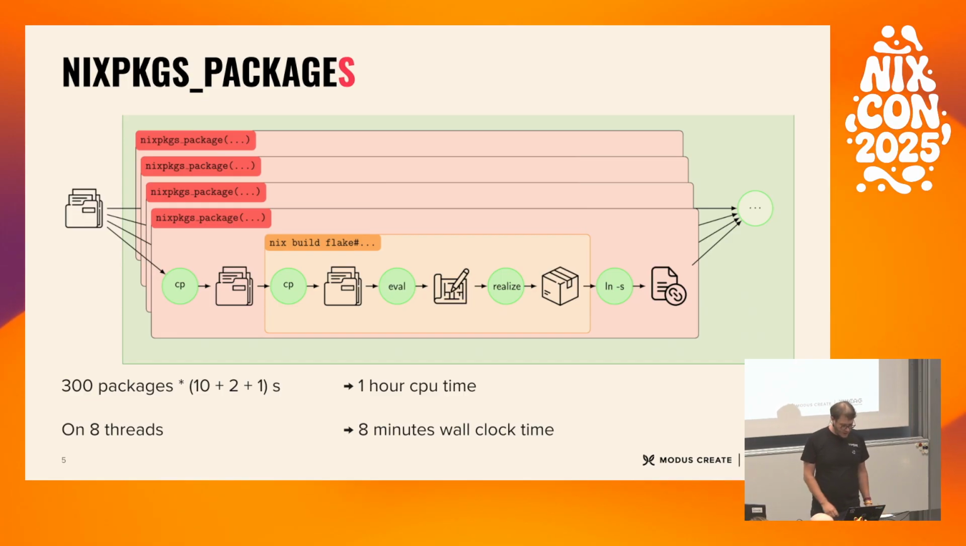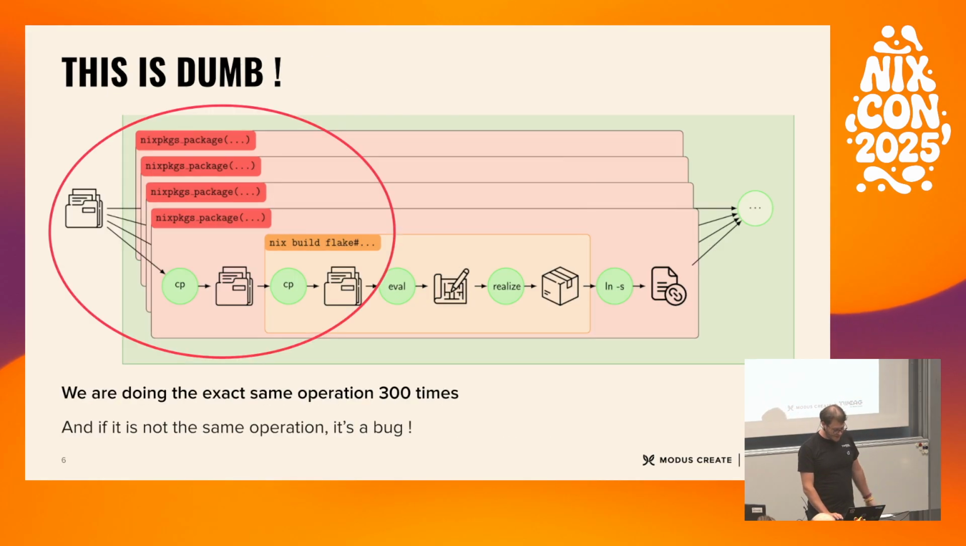So if we do it with 300 packages, you can compute it. It's 13 seconds times 300 packages. I mean, it's 1 hour of CPU time. Of course, you can parallelize it. It's how you make things faster, right? You just throw more CPUs at it, and it takes 8 minutes. That's kind of slow, and at that point, we really needed to do something.